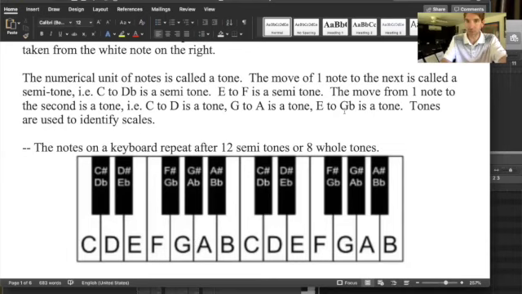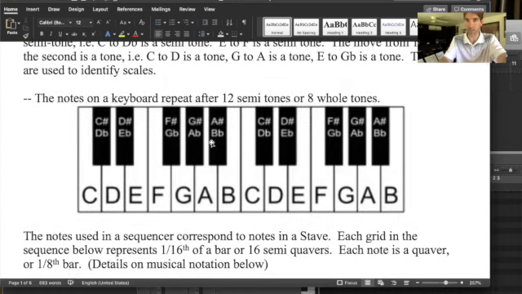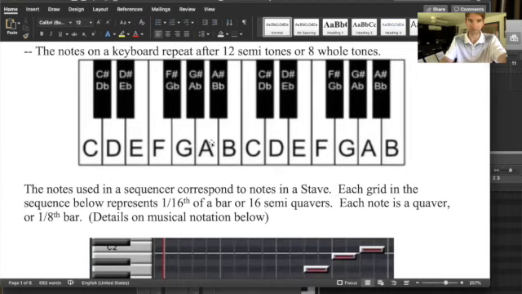E to G flat is a tone or a whole step, of course, having F in the middle as the semitone. And tones are used to identify scales, which we'll get into a little bit later in the semester.